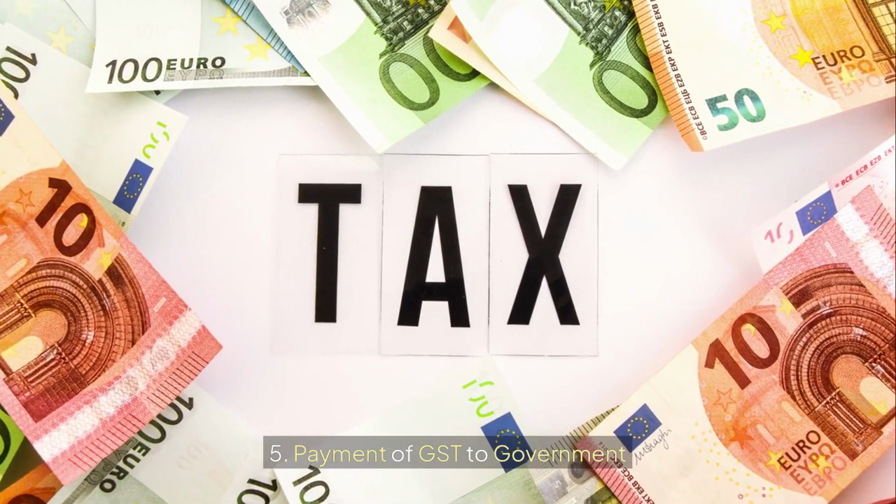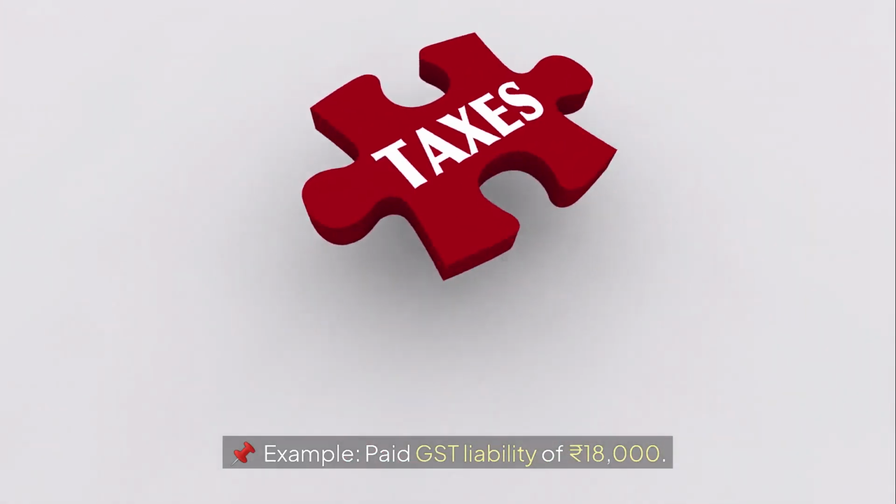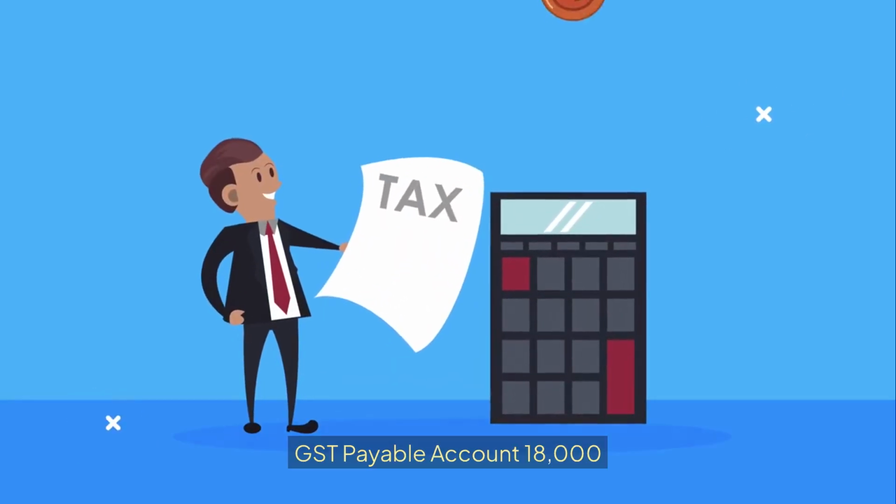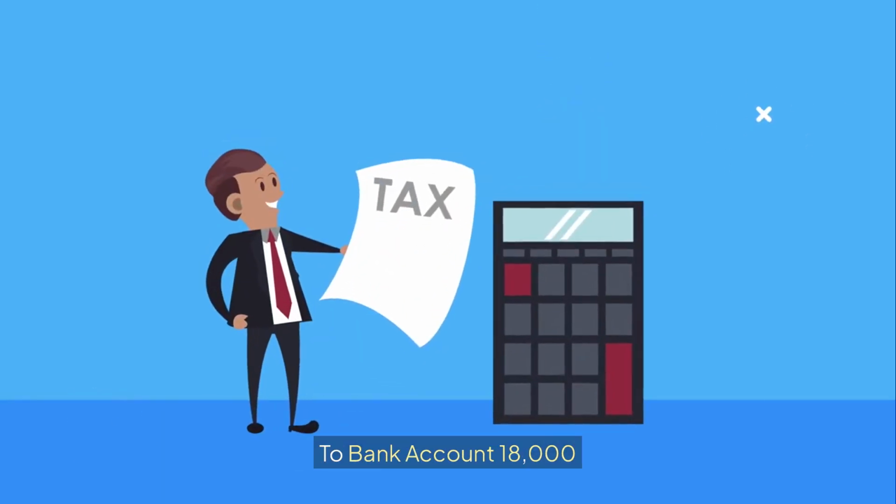5. Payment of GST to government. Example: Paid GST liability of 18,000 rupees. Entry: GST payable account 18,000, to Bank account 18,000.